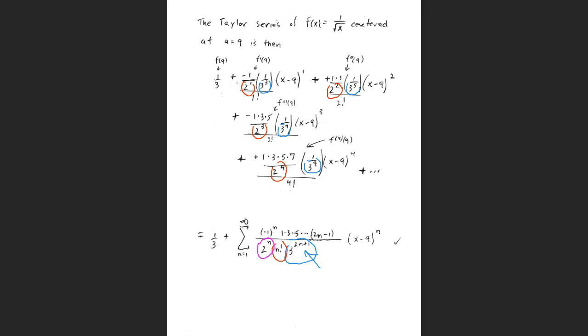Now, you see here we have 1, we have 1 times 3, we have 1 times 3 times 5, 1 times 3 times 5 times 7. That's going to be the 1 times 3 times 5, ... 2n minus 1. I'm very confident in the WebAssign homework, you would have a multiple choice question, and this would be one of the answers.